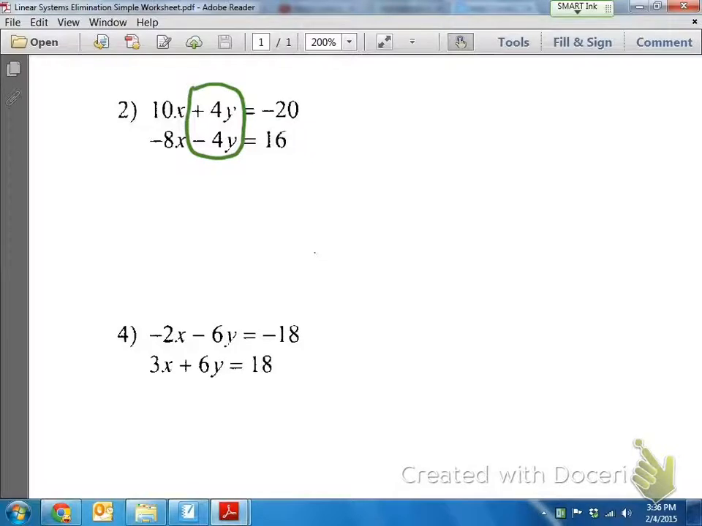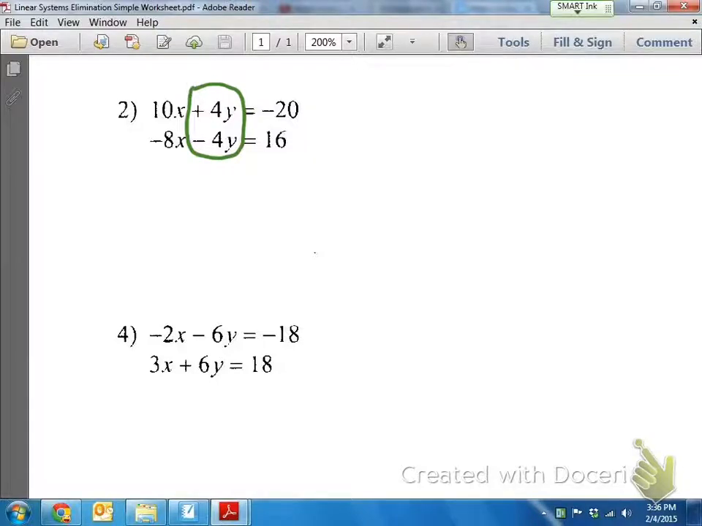So the terms have to be the same, like in this case it's 4y, but 4y is a positive and we also have a 4y that's a negative. So that's inverse. Inverse means for addition and subtraction when they're opposite signs. So it's the same 4y, but one is positive, one is negative.